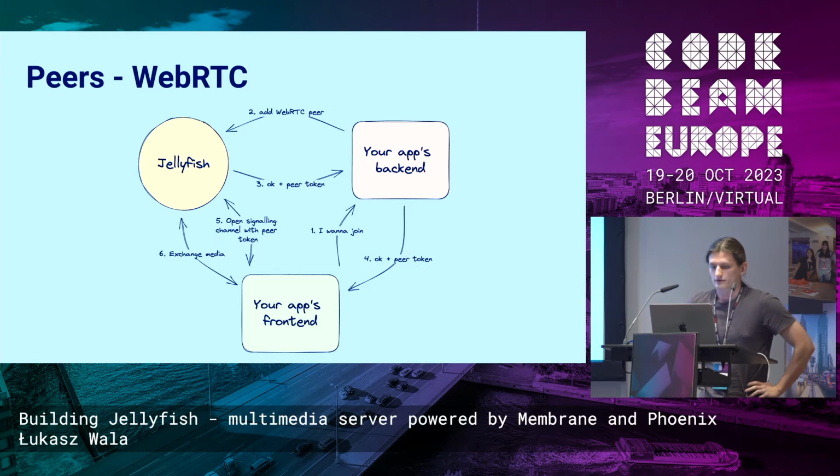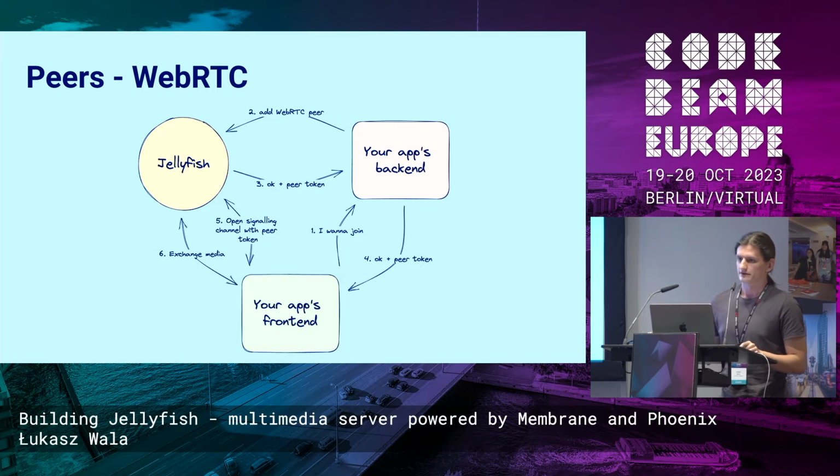And in the context of video conferencing solution, your app would look something like this. You have your backend, your frontend, and some client wants to join the meeting. He sends a request to your backend: I want to join the meeting. Your backend takes care of creating the WebRTC peer using the Jellyfish API that I'm going to discuss in a bit, and gets the peer token in return. Then your client can use the peer token to open the signaling connection between Jellyfish and your client. The signaling is necessary for WebRTC to work because there needs to be some metadata exchange between the client and the server. And after the metadata is exchanged, the actual media can start to flow.